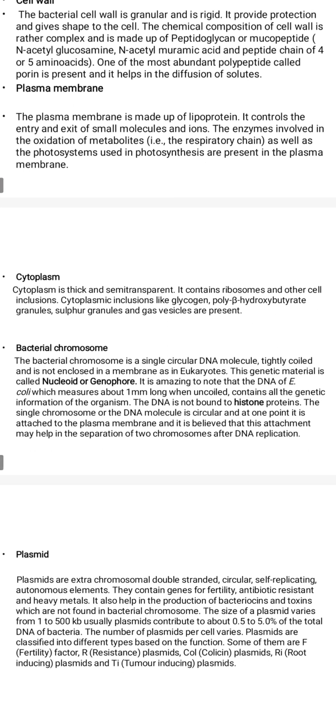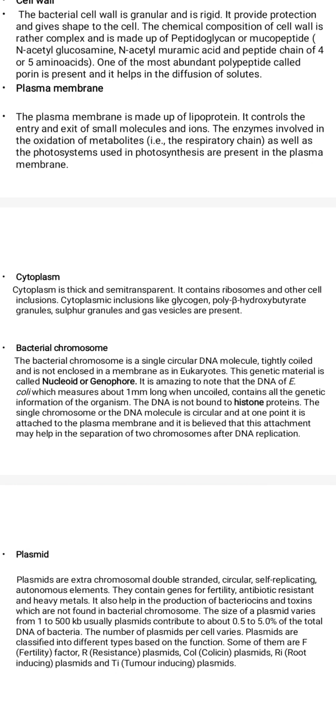Again, the bacterial chromosome is there. The bacterial chromosome is a single circular DNA molecule, tightly coiled, and is not enclosed in a membrane as in eukaryotes. This genetic material is called nucleoid or genophore. It is amazing to note that the DNA of E. coli, which measures about 1 millimeter long when uncoiled, contains all the genetic information of the organism. The DNA is not bound to histone proteins.